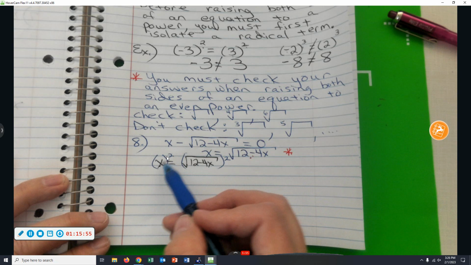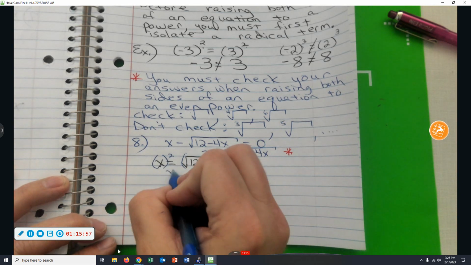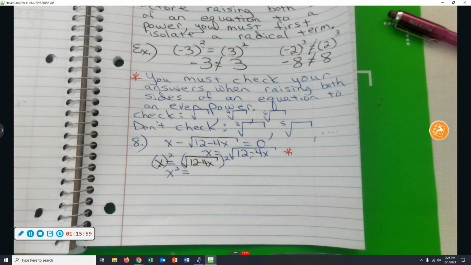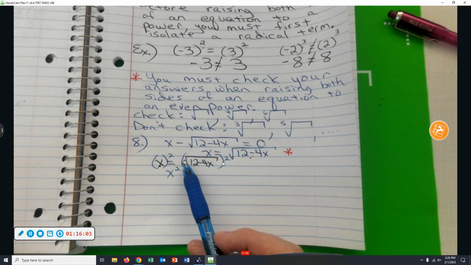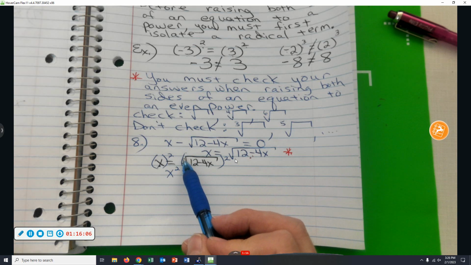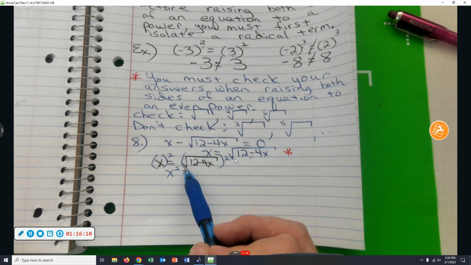I pick up an x squared on the left side. Why are we putting the square? To get rid of the square root. The square root, you don't see a little index there. It's an assumed little 2.